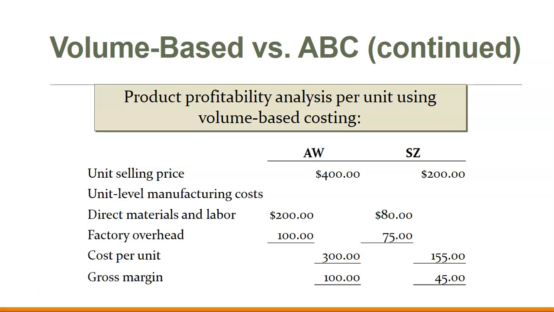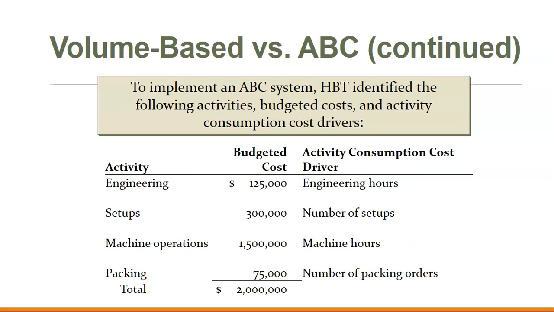When we decide to refine our costing system into an activity-based costing, we first look for the different activities. So HBT has identified the following activities as part of their production processing. They have engineering, machine setups, the machine operations, and then the packing of the finished goods. They've decided on the activity consumption cost driver that goes with each one of those items.